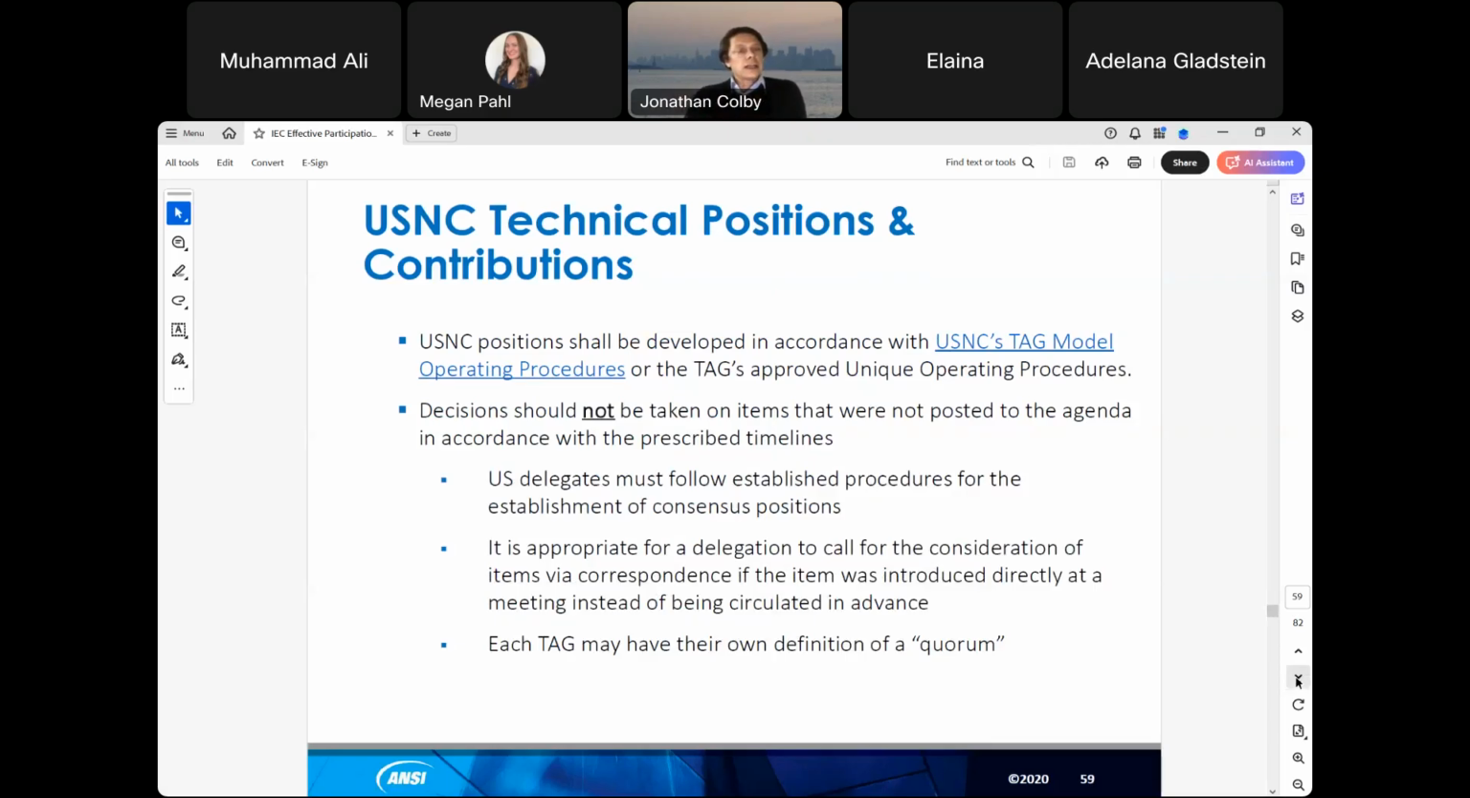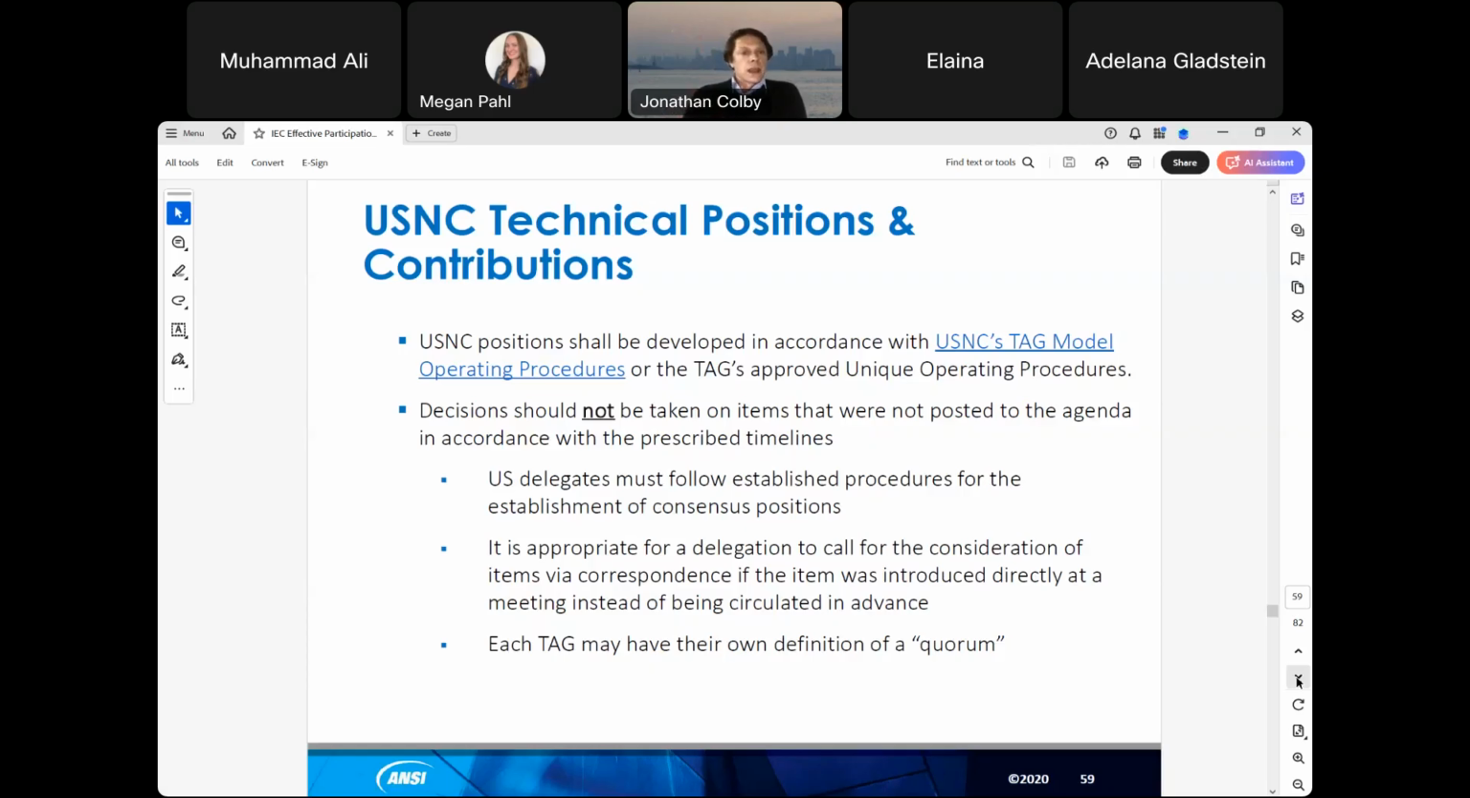So when it comes to developing US technical positions, you need to remember that they should be developed in accordance with your TAG model operating procedures, or if your TAG has adopted unique operating procedures, you need to make sure that you follow your own TAG's unique operating procedures. And so the message there is you need to follow your TAG's rules for developing U.S. National Committee positions on documents that are either for vote or that are coming up during a meeting in person or virtually.